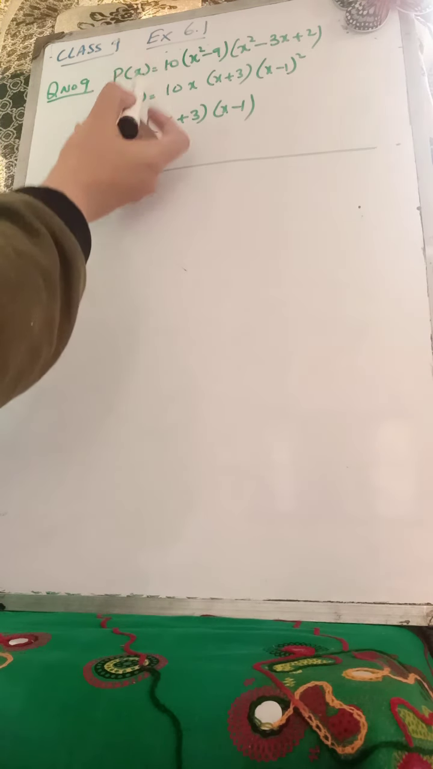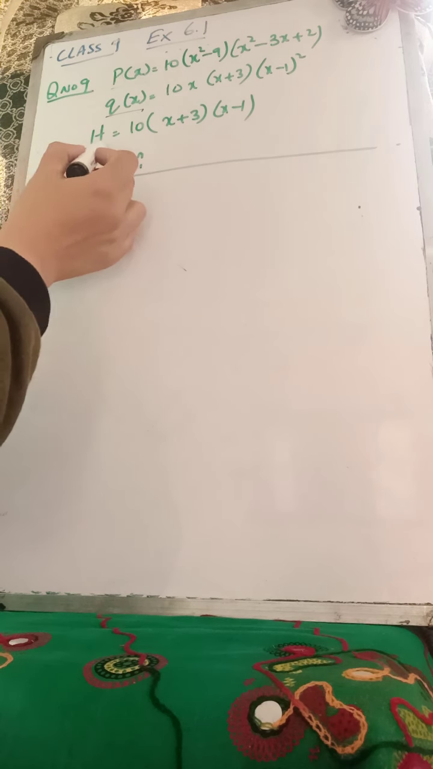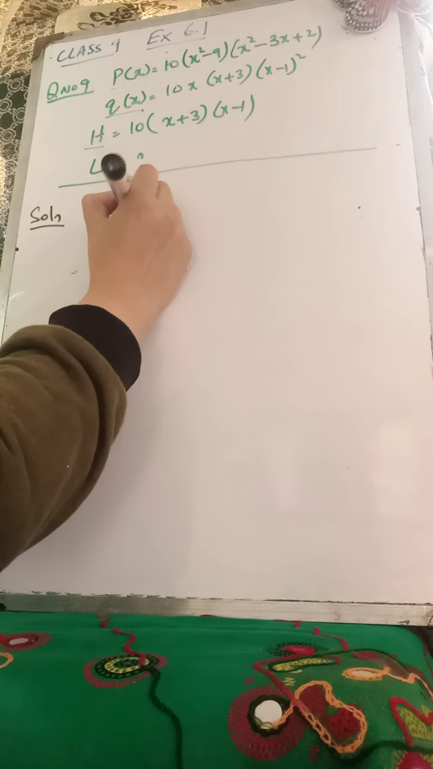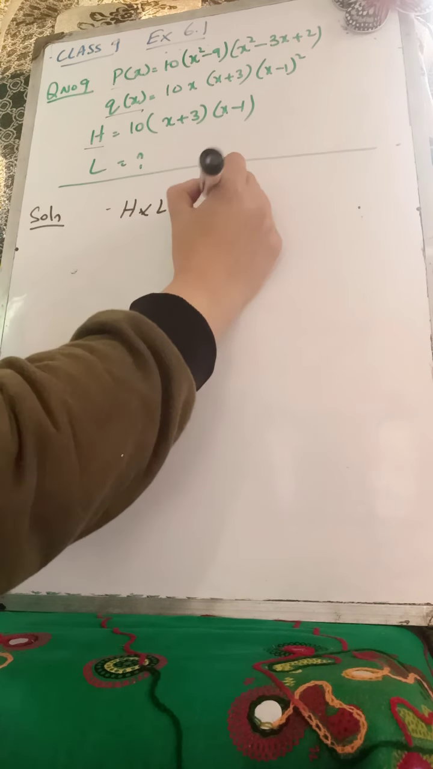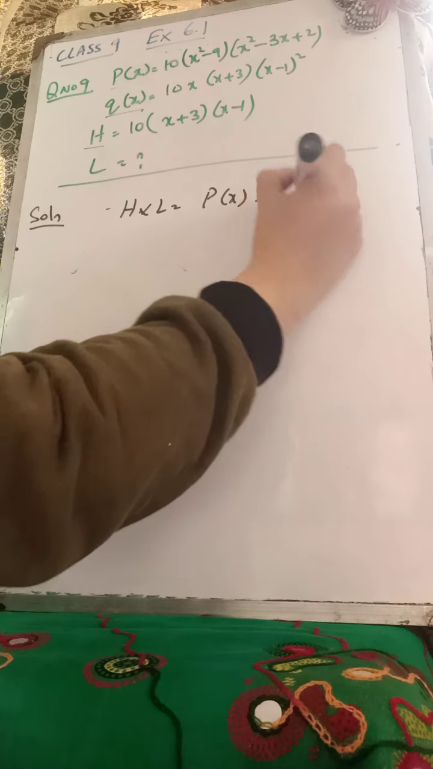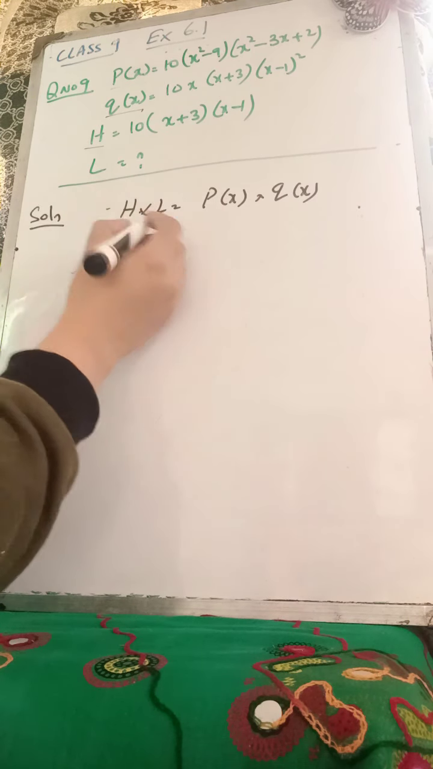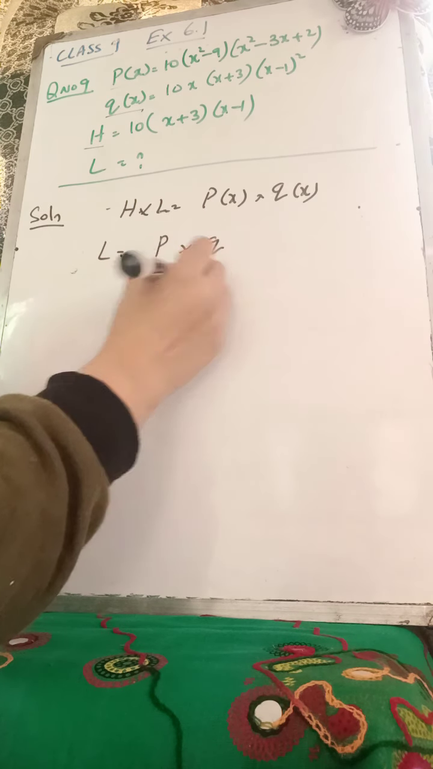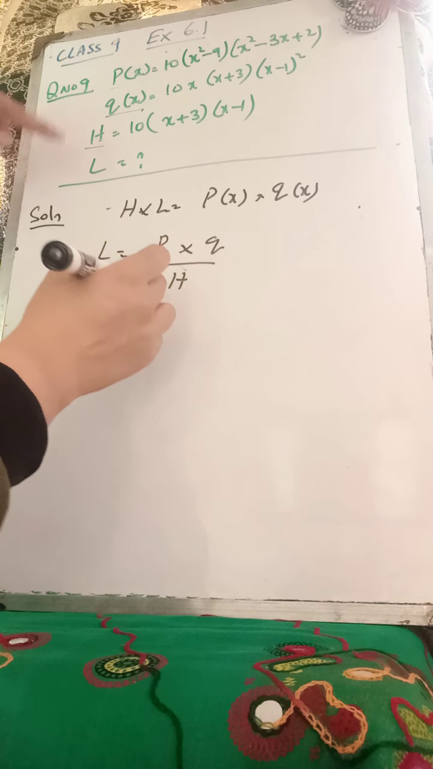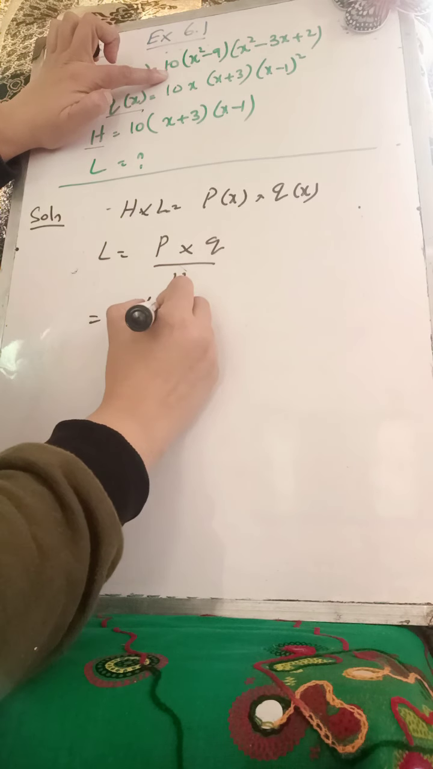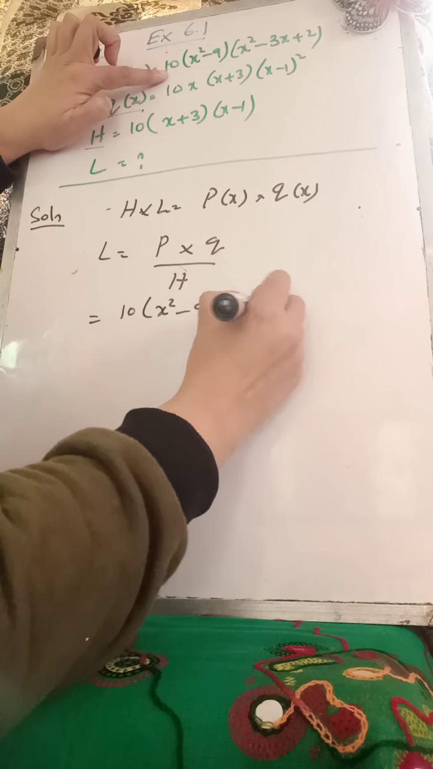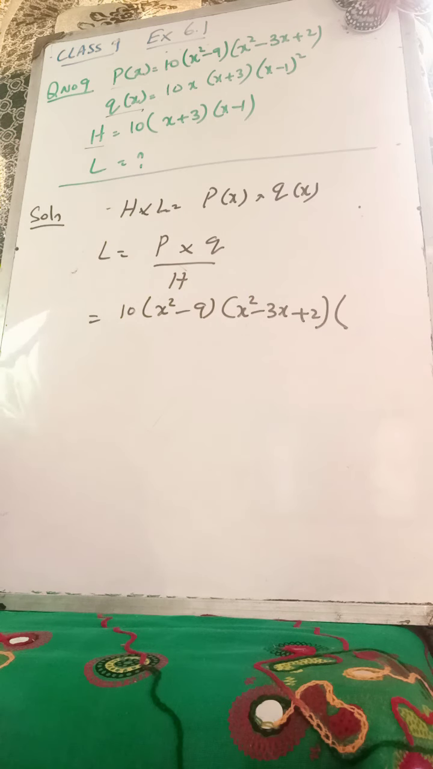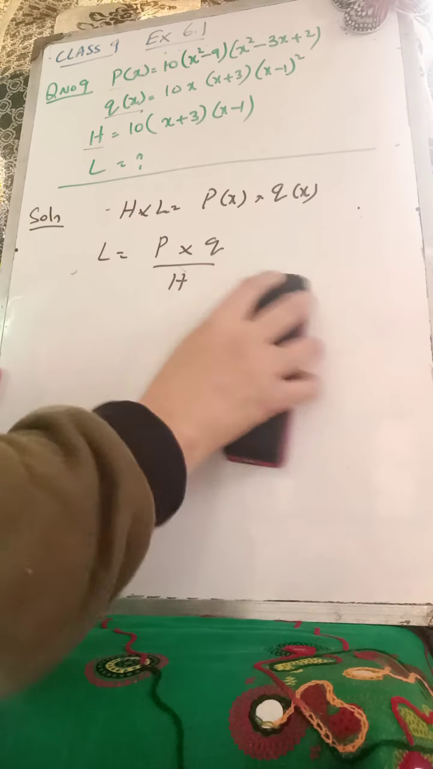Now the next question, they have given us two polynomials and the HCF, and we have to find the LCM, again by using the same theorem. HCF into LCM, we know that it is equal to P of X into Q of X. So putting the values, we have to find L, so L will be P into Q over H. So I'm going to put these values into this formula. For that, P is 10 x square minus 9 x square minus 3x plus 2 into Q of X, but I don't have enough space, so I'm going to start from here.